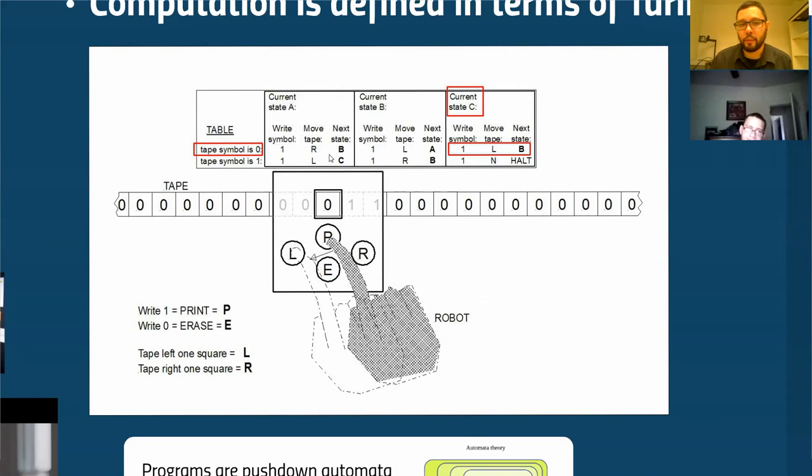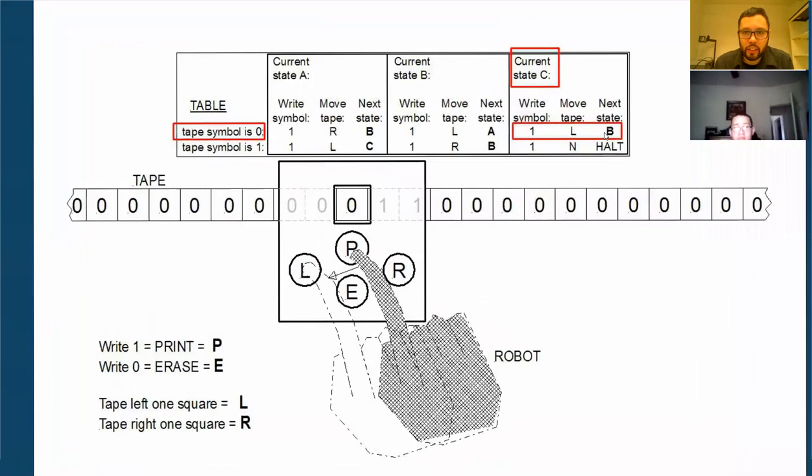The last part is the program. In particular, the program is a finite state machine. A program in the finite state machine has a bunch of states, and the states tell you what to do when you're in that state. So this is a full Turing machine.